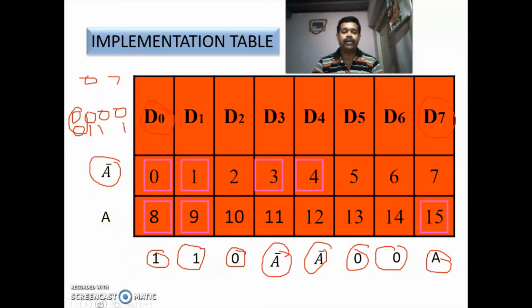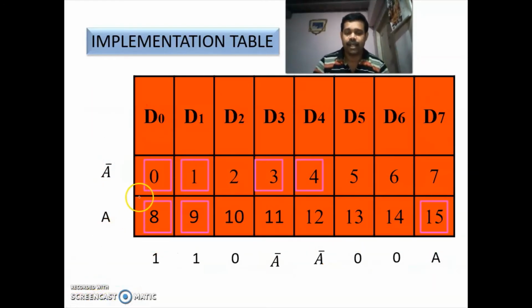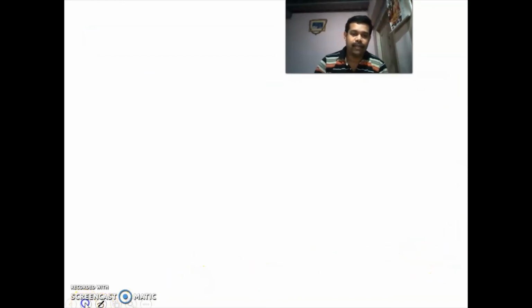Next, we are encircling all the numbers which are given in the question. If both the numbers of a particular column are encircled, we have to put 1. If both the numbers are not encircled, you have to put 0. If the second row of a particular column is encircled, then you put A bar. If the third row of a particular column is encircled, you put A. Then we have to directly go for implementation.